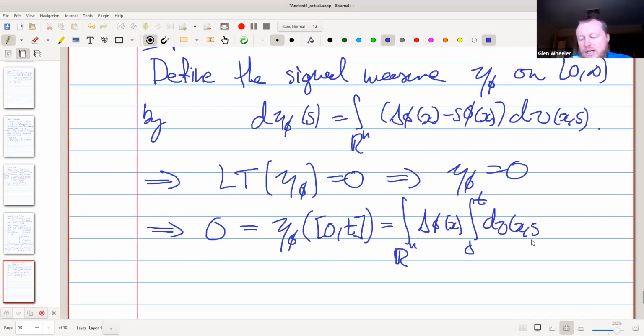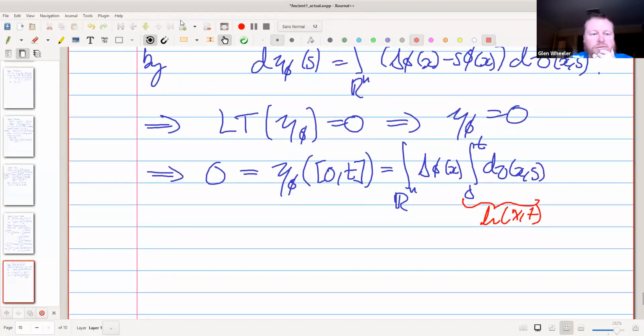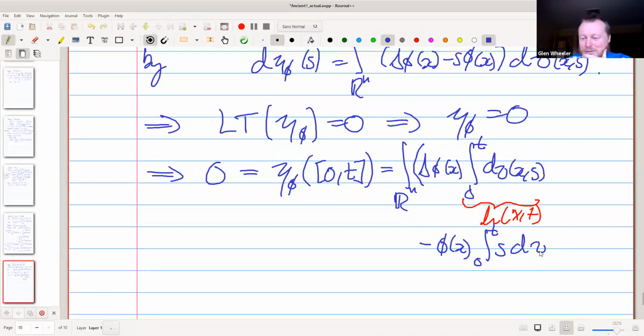Okay, this is an s. And then of course, this thing here is our old friend, h(x,t), right? And then I haven't finished this equation. My handwriting is too big for some reason. This is a bracket here. This is a bracket here. And then we've got minus phi of x, integral 0 to t, and then this is s, s dν(x,s). All right, sweet.